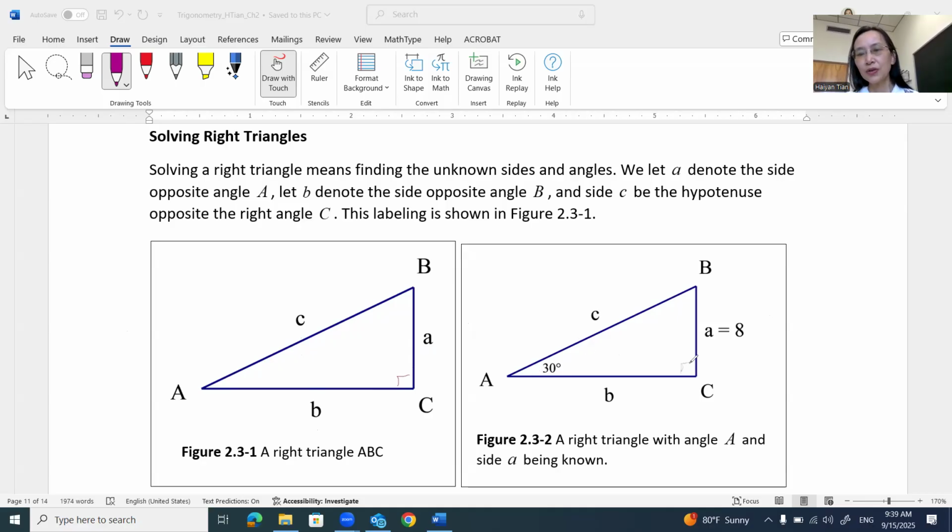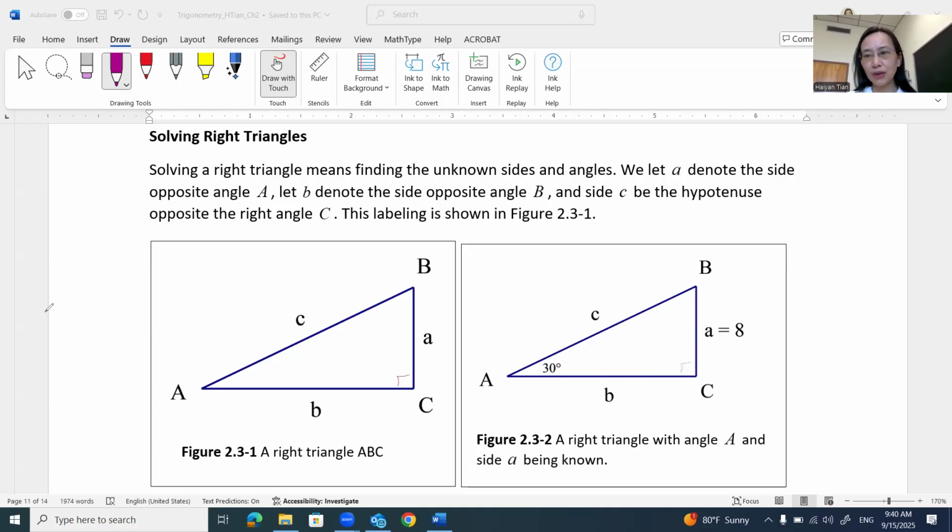So this right triangle ABC, suppose we know the angle A, which is a 30-degree angle, and we also know the leg a, which is 8. The unit, suppose it's 8 inches or 8 feet. It doesn't matter. For all the lengths, we adopt the same unit. So suppose we know the a is 8, then how can we determine the unknown angles?